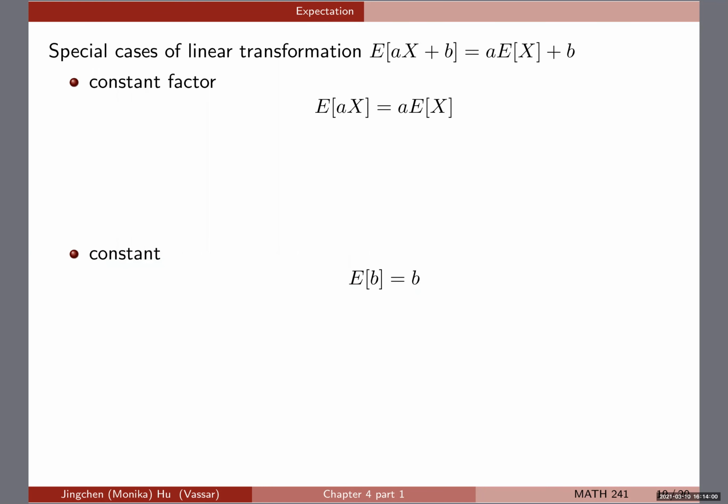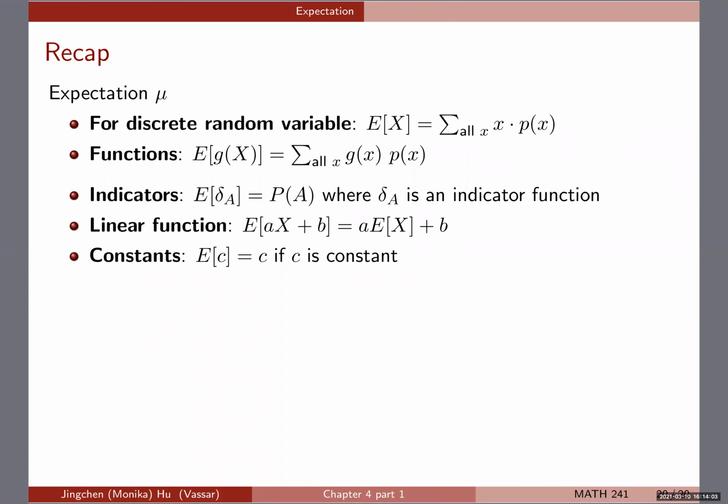So to recap, expectation, E[X], or sometimes we use mu, for a discrete random variable, we have defined it. In addition, we have defined the expectation of functions of the random variable, where we replace x with g(x). There's also the indicator result, which was left as a live session exercise, so once we get to that, we can talk about it. And then the results about the linear function ax plus b. And lastly, the expectation of any constant is the constant itself.